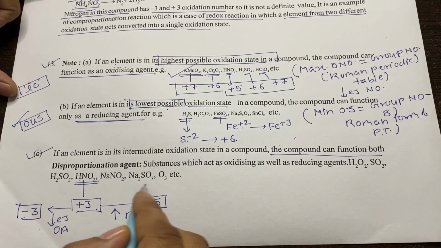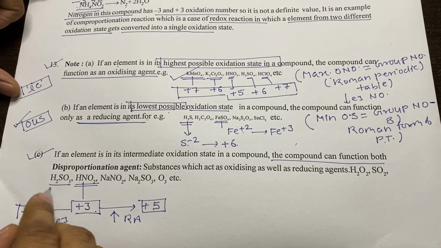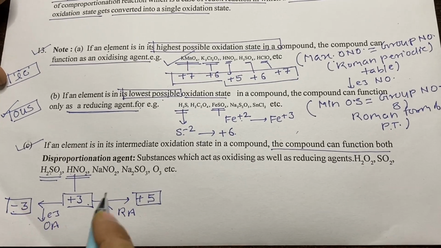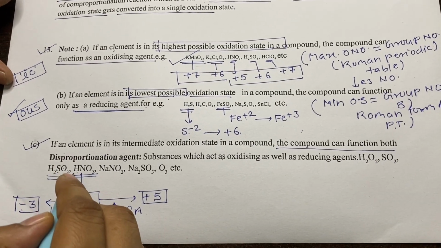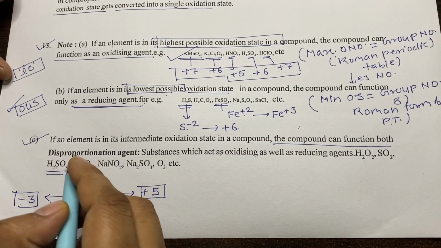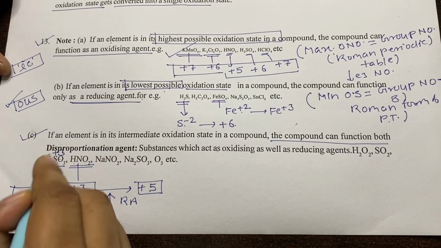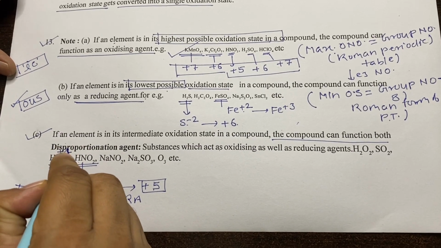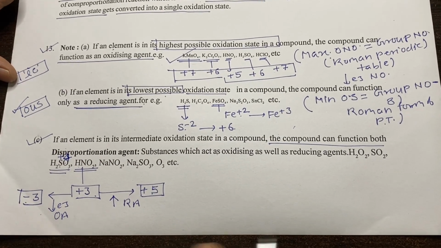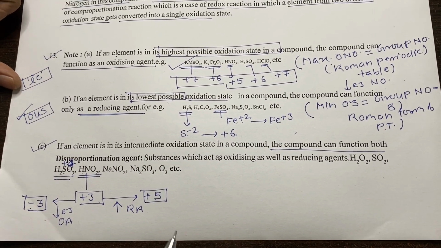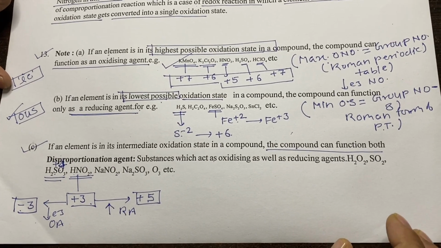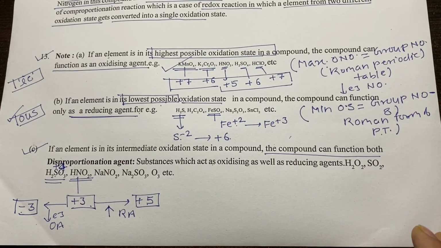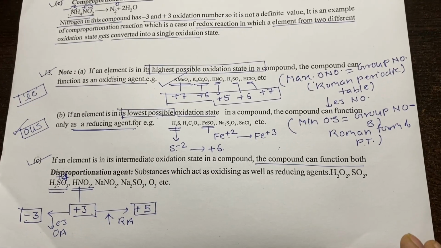In the same way, we can give the complete explanation for H2SO3, in which sulfur is present in +4 oxidation state actually. So it can increase in oxidation number and decrease in oxidation number according to the group number and according to the range of oxidation number. So this is the way by which we can solve the problems based on this.